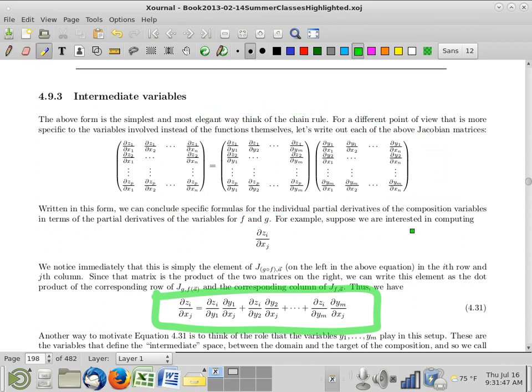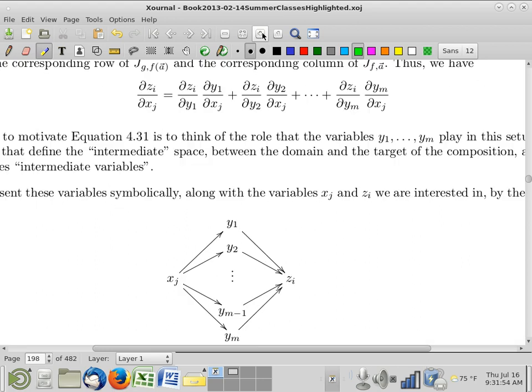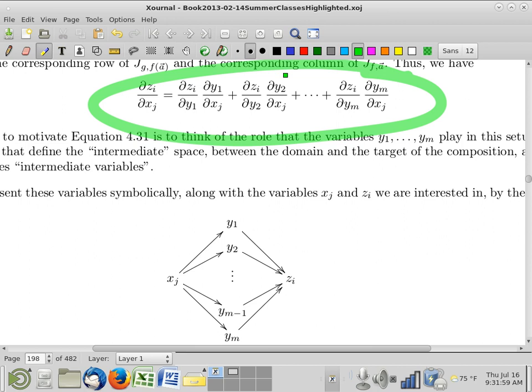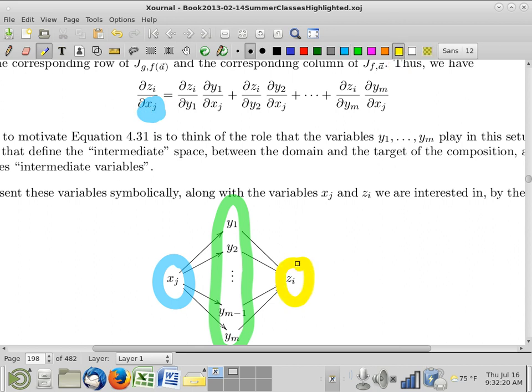Okay. So what I want to do now is give you a motivation, a plausibility point of view, on that new version that we're looking at here. Why is this natural? How should you think about this formula? And I'm going to introduce the idea of intermediate variables. So specifically, the y variables here are what I'm going to call intermediate between the xj variable that we're taking the derivative with respect to, and the zi variable that we're taking the partial derivative of.